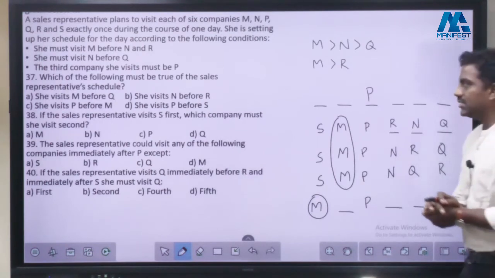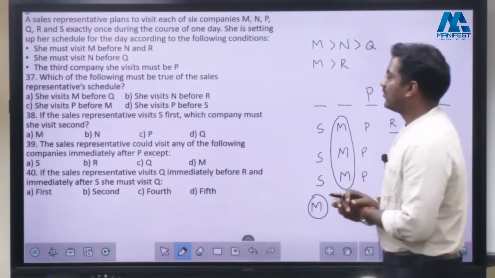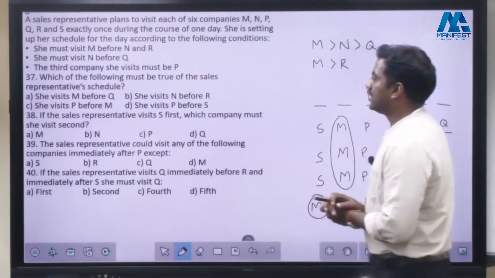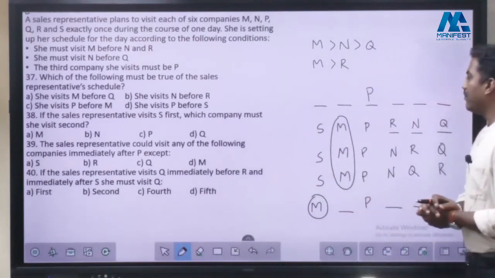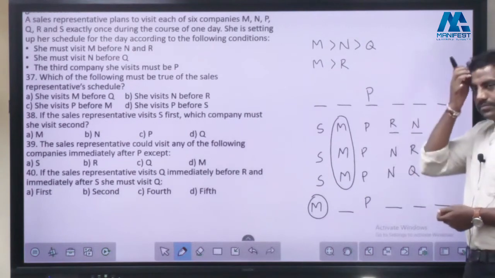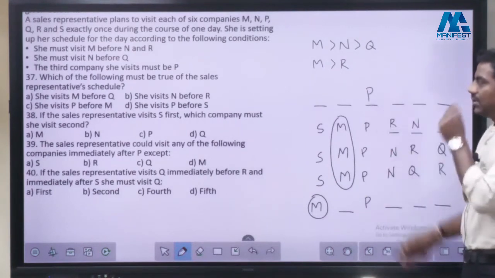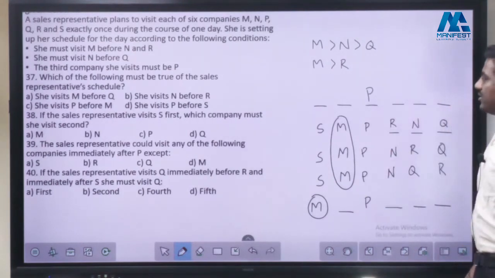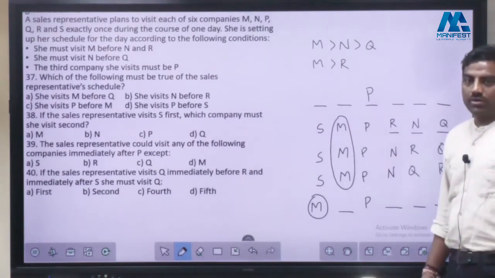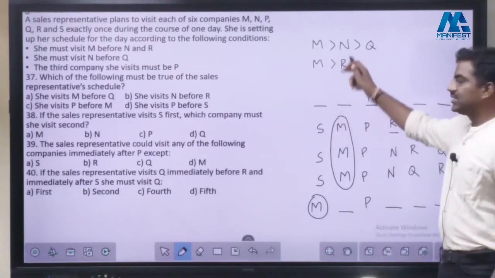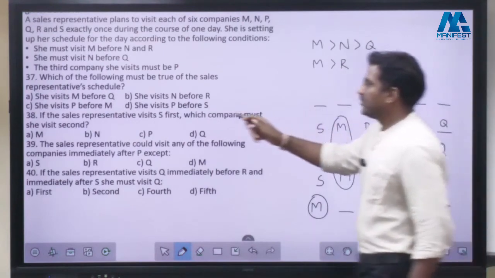Okay, let us check the questions. Which of the following must be true of the sales representative schedule? She visits M before Q. Yes. Anyway, she has to visit N before Q, right? She visits N before R. That is not sure. N first or R first? You don't know. So first one is right.